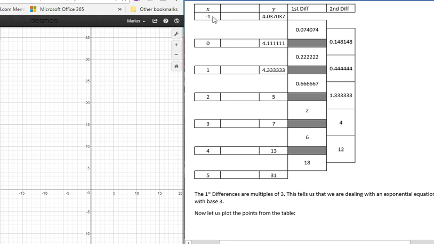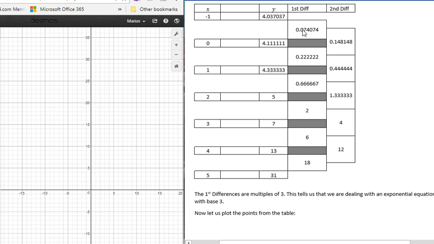Let's consider the following table of values for x and y. I've got x starting at -1, 0, 1, 2, 3, 4, 5. And the y's are 4.037037, 4.111111, 4.333333, and so on. And then I start with whole numbers. I've got here 5, 7, 13, 31.